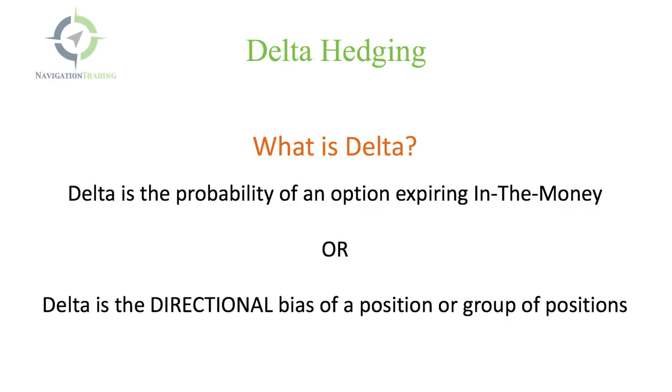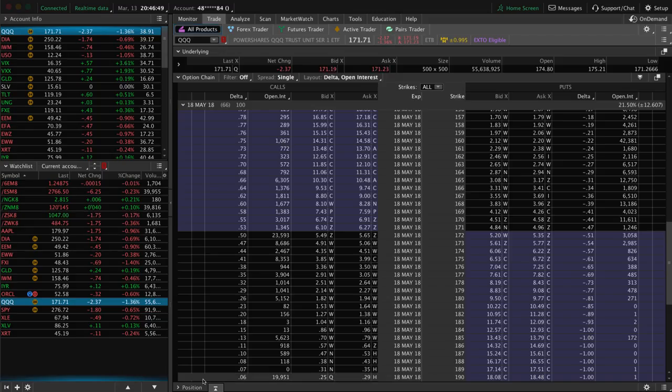At Navigation Trading, there's really two specific ways that we reference delta. The first of which is delta is the probability of an option expiring in the money. So let's go to the platform and show you an example, and then we'll come back and talk about the second reference to delta.